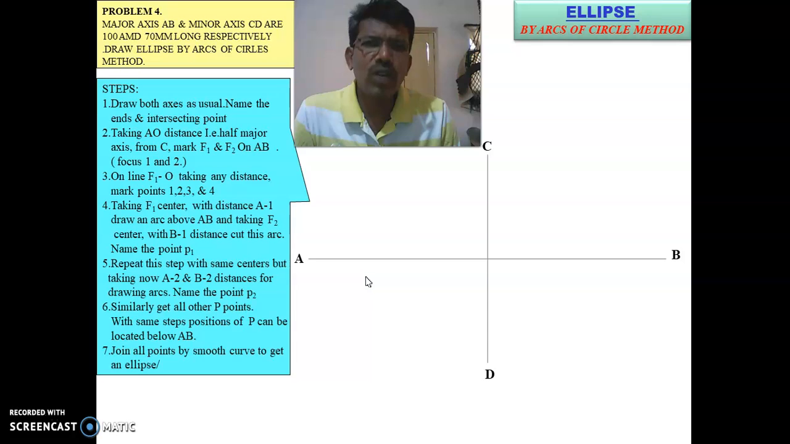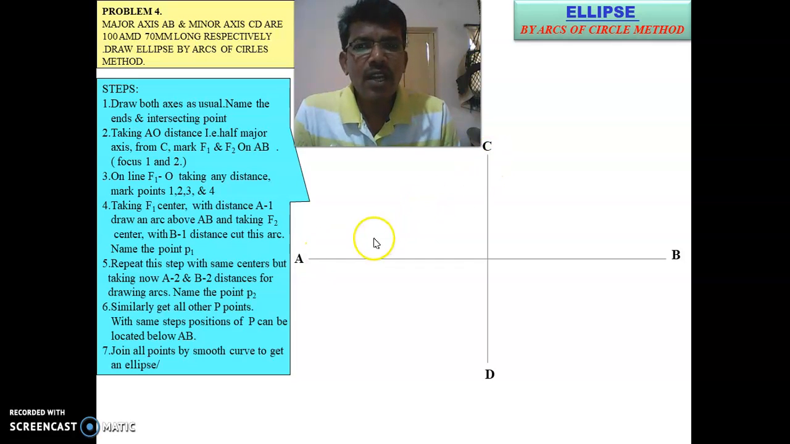Now, for the construction of the arc of circles method, there should be two foci. Foci means plural, that is two focus points. Where should we locate the two focus points? Taking the midpoint as O, from O to A or O to B as a radius, listen clearly, O to A as a radius, that is half of the major axis, which is 50 mm in this problem.